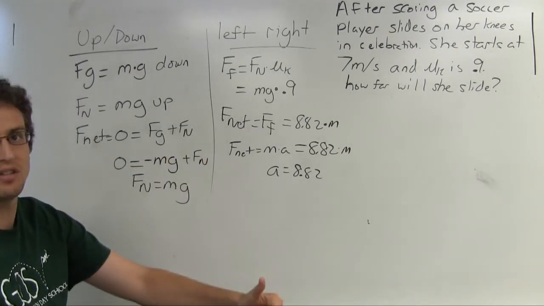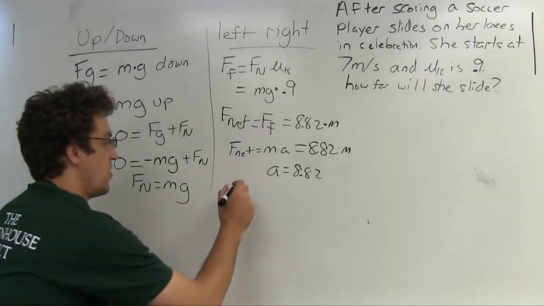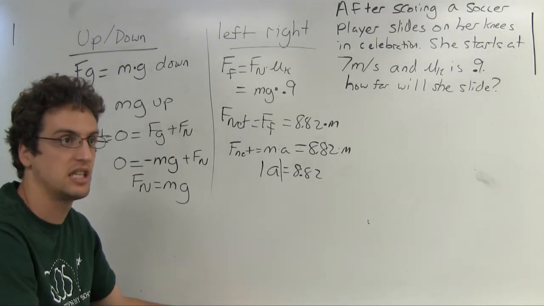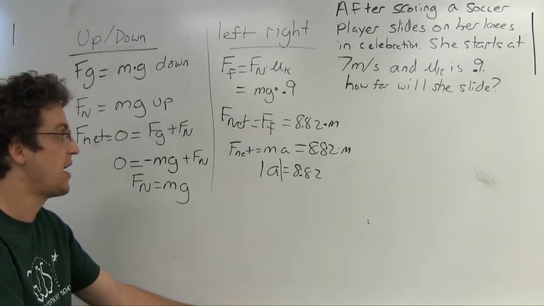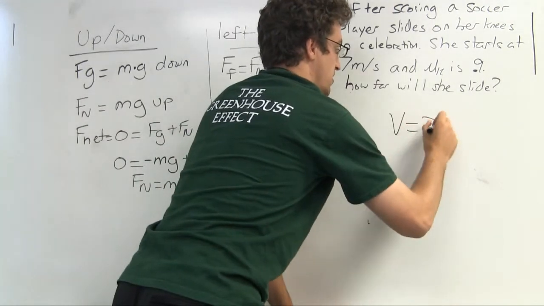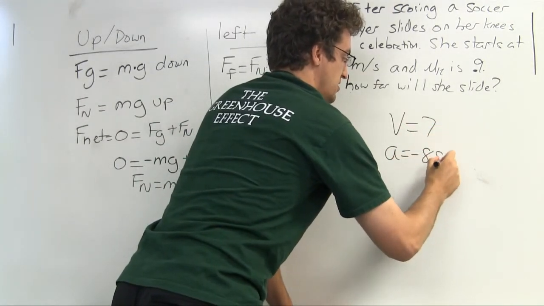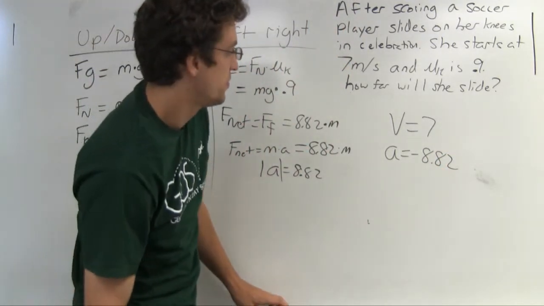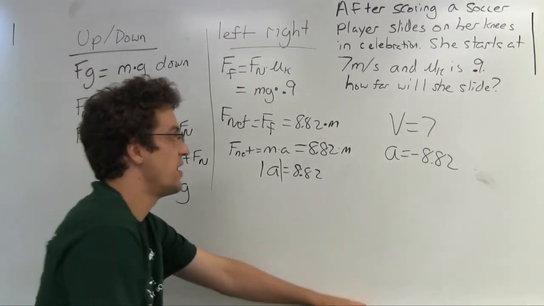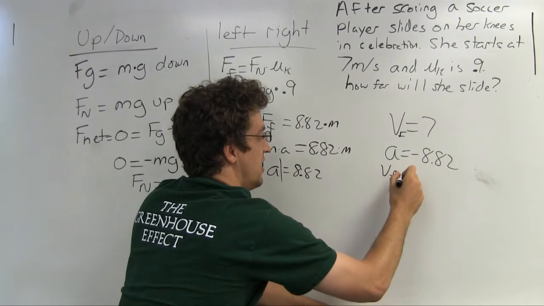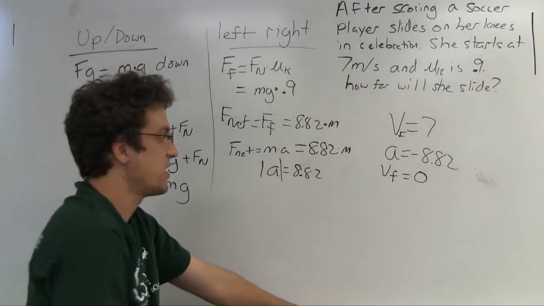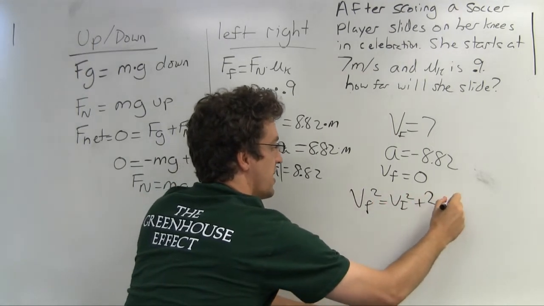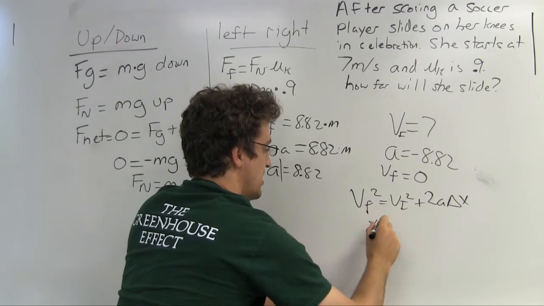The acceleration is opposite the direction of velocity. The absolute value of the acceleration is 8.82, and we can decide whether we want the acceleration to be positive or the velocity to be positive. I'm going to stick with the velocity being positive. So v initial equals 7, and the acceleration is negative 8.82. We know this because the acceleration of friction is always opposite the direction of motion. And v final is 0. Now we've got a kinematics equation we can plug it into: v final squared equals v initial squared plus 2a change in x.